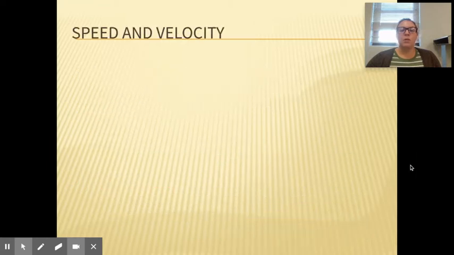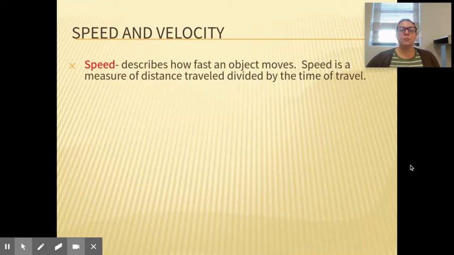Okay, so on to our new words for today. We have speed. Speed describes how fast an object moves, and speed is going to be a measure of distance traveled divided by time of travel. So distance divided by time gives you speed.